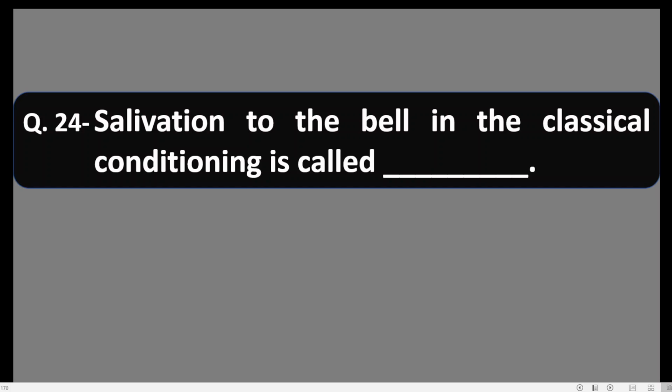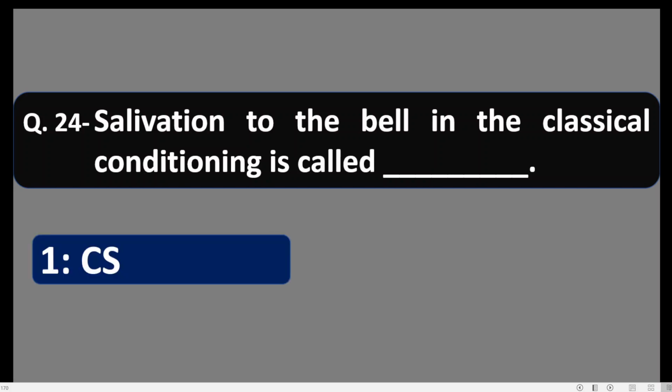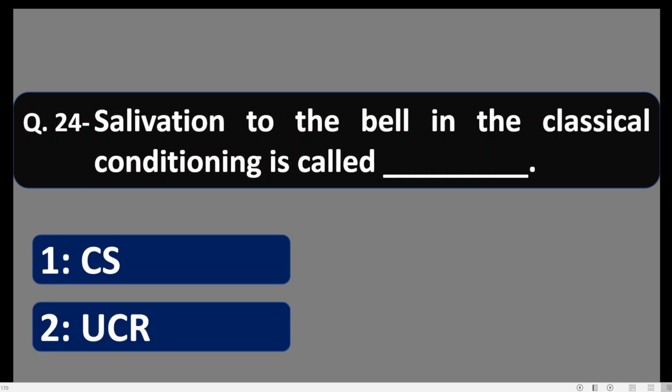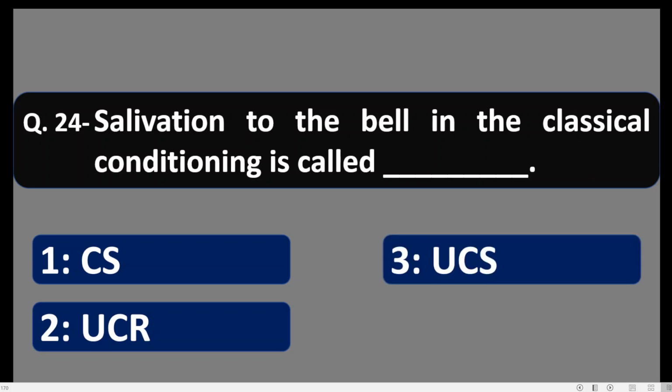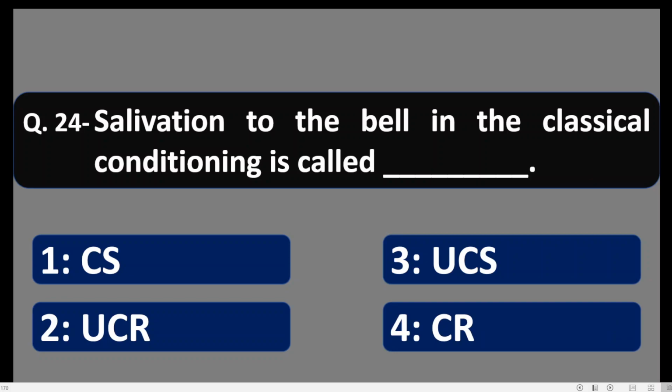Question 24. Salivation to the bell in classical conditioning is called: CS, conditioned stimulus; UCR, unconditioned response; UCS, unconditioned stimulus; or CR, conditioned response. So salivation to the bell is a conditioned response, because the bell alone cannot produce saliva in the mouth of the organism. By pairing with the food, the bell acquires the property of food, of producing saliva in the mouth of the organism. So it is a conditioned response.